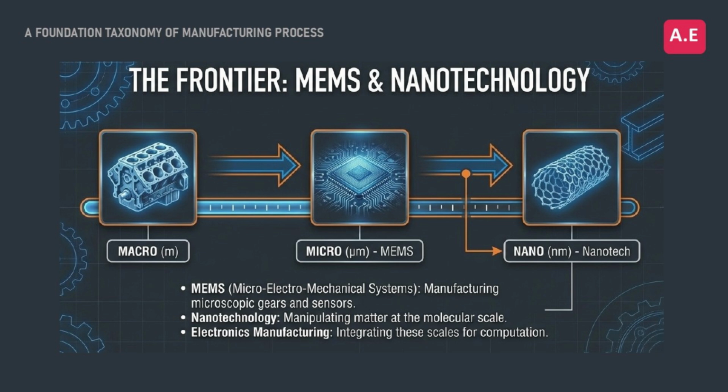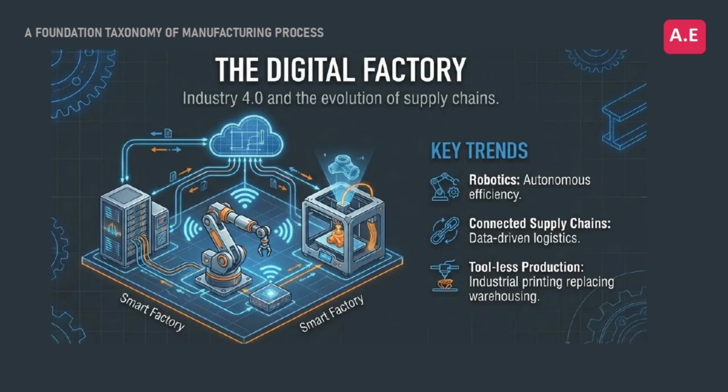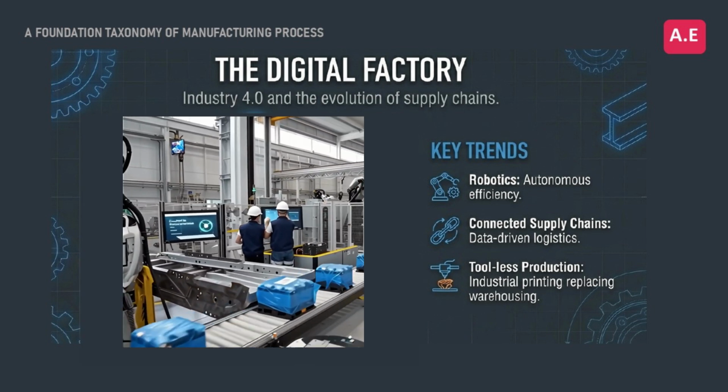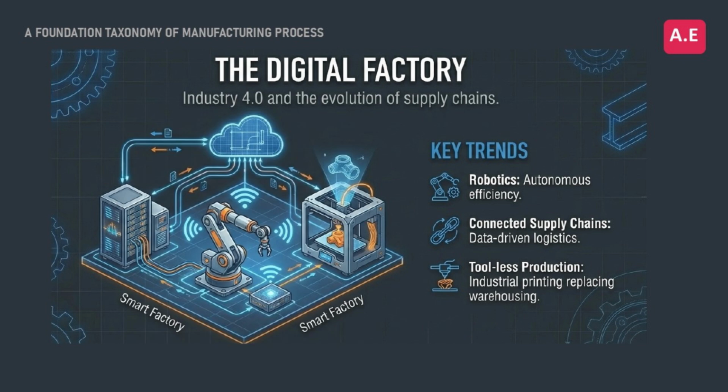This isn't just about automating a single machine. It's about connecting the entire supply chain. We're seeing a world of robotics providing autonomous efficiency, connected supply chains using data to optimize logistics in real time, and tool-less production, where industrial 3D printing starts to replace massive warehouses of spare parts. The factory of the future is flexible, intelligent, and data-driven.